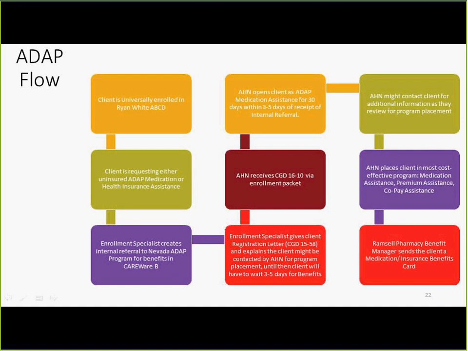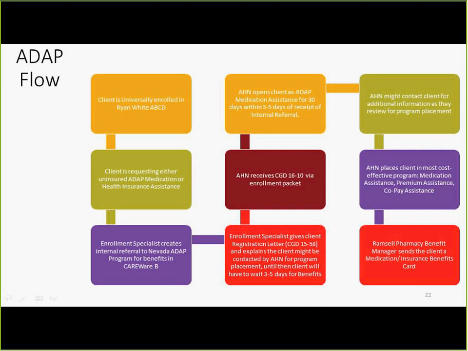Once Access to Healthcare Network receives the referral, they will contact the client for additional information in order to accurately determine the program placement for the client. Make sure to inform the client that Access to Healthcare Network will contact them for more information, so the client is aware to expect a call from another provider.